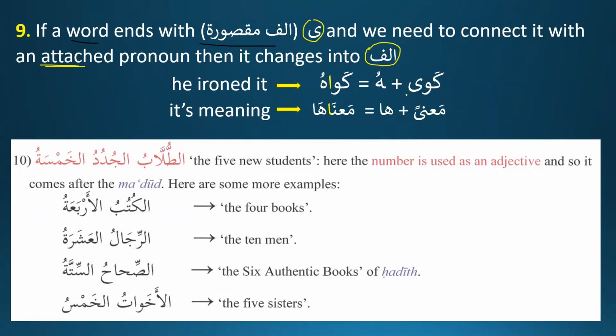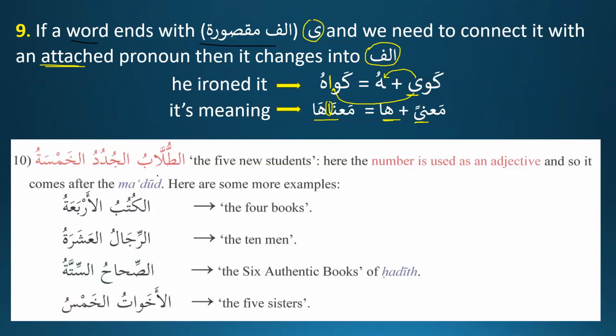So now here we have Alif maksuura, and here we have the attached pronoun. So as a result, this Alif maksuura changes into a regular Alif, as we can see here. Kawahu, he ironed it. Similarly, we have ma'na, plus we have the attached pronoun ha. So it becomes ma'na ha. So here it changes into a regular Alif. And as we can see here, it means its meaning, ma'na ha.